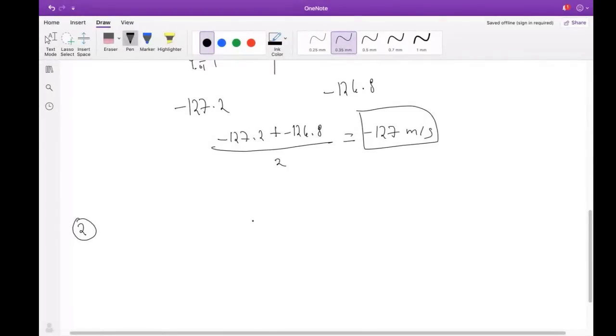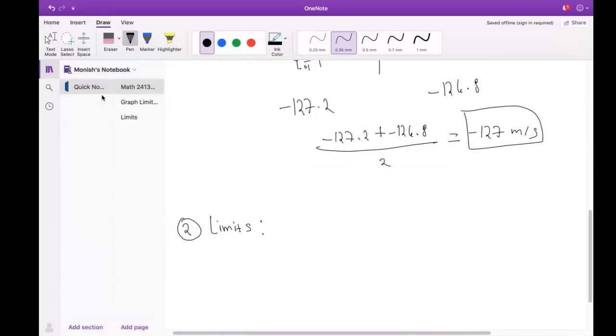Okay, so the second topic is limits. And so you're going to want to be able to identify limits with graphs and with functions. So I'll start off with graphs. I have one example that I want to go through over here.